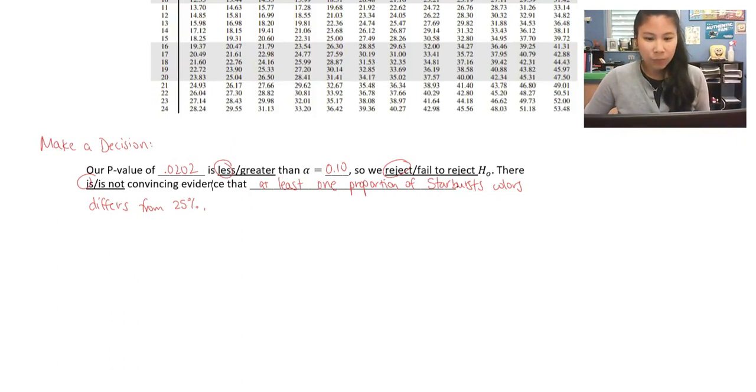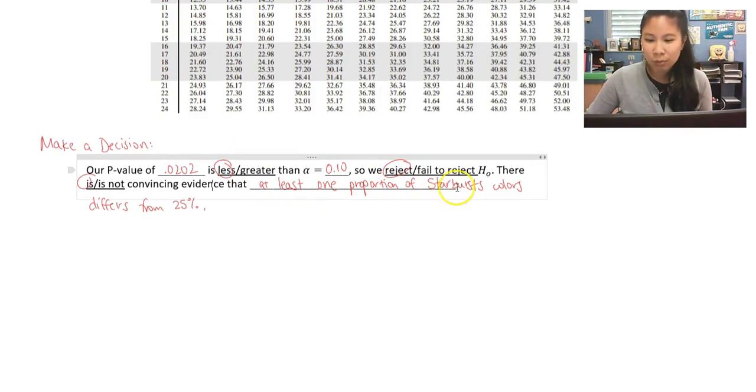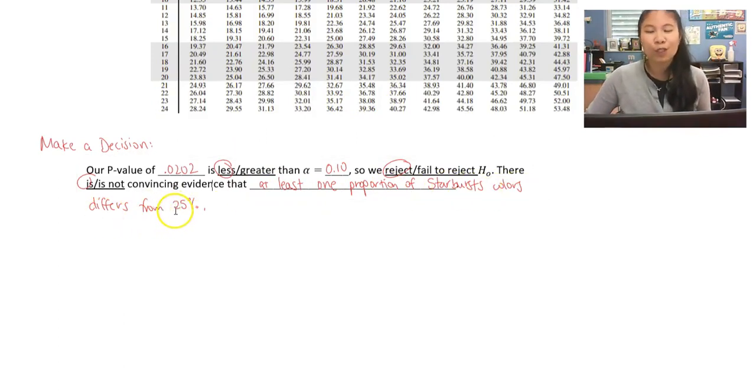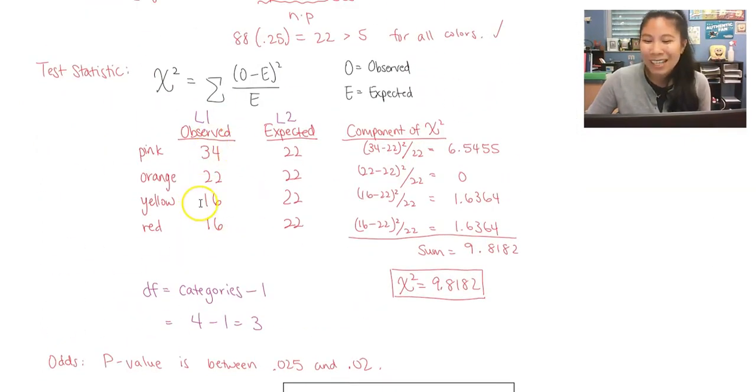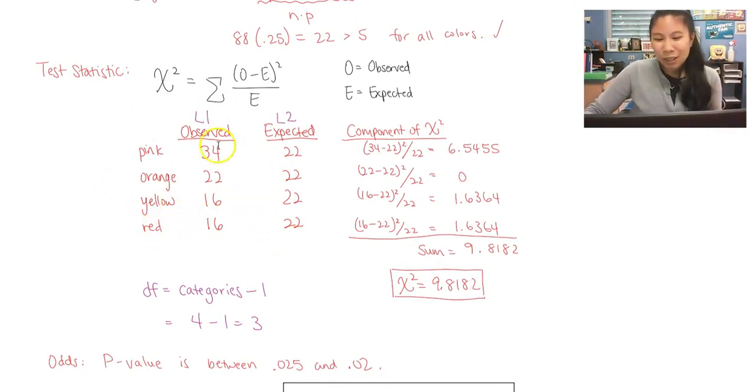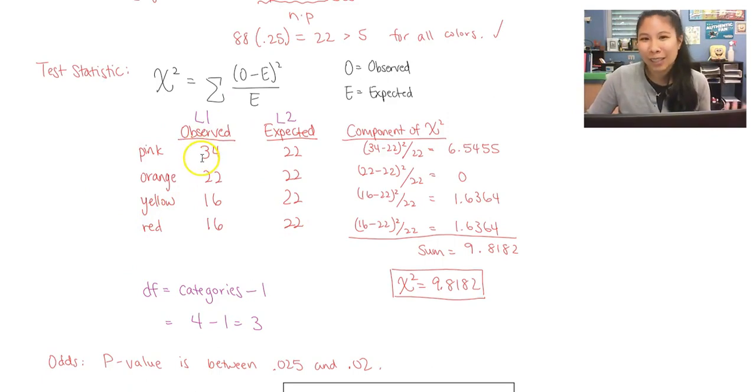All right. So one other thing that I want to mention here then, because we're saying that at least one proportion of starburst colors differs from 25%, now we want to know which color was it? Which color is the one that threw off the pattern? Well, first of all, if you remember our observed values, we were saying they were all supposed to be about 22. Orange was the only one that met that. There were a lot of pinks and not very many yellow or reds. But here, just looking at our numbers, it looks like 34 would have been like the furthest away from what we expected. And that's basically what we're looking for here with our components.